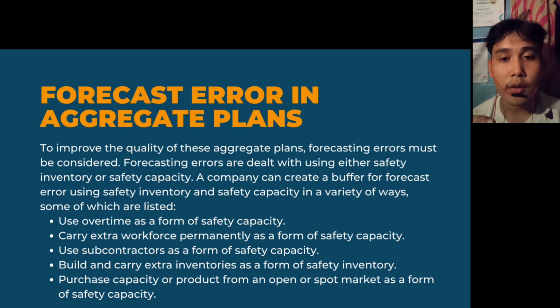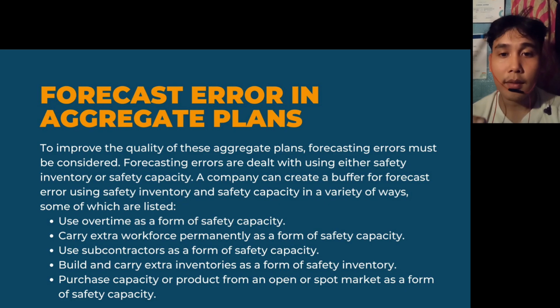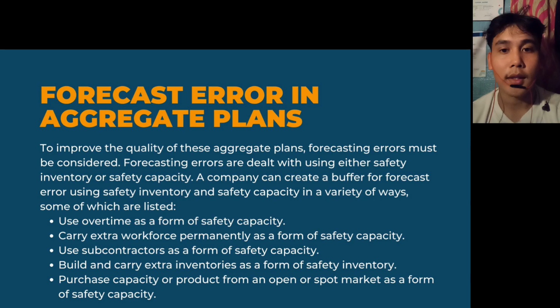Depending on our overall strategy, a company might buffer against demand spikes by using overtime, permanently carrying an extra workforce, or utilizing subcontractors. Alternatively, they might choose to build and carry extra seasonal inventories. The key is the plan must be flexible enough to adapt when actual demand deviates from our forecast.